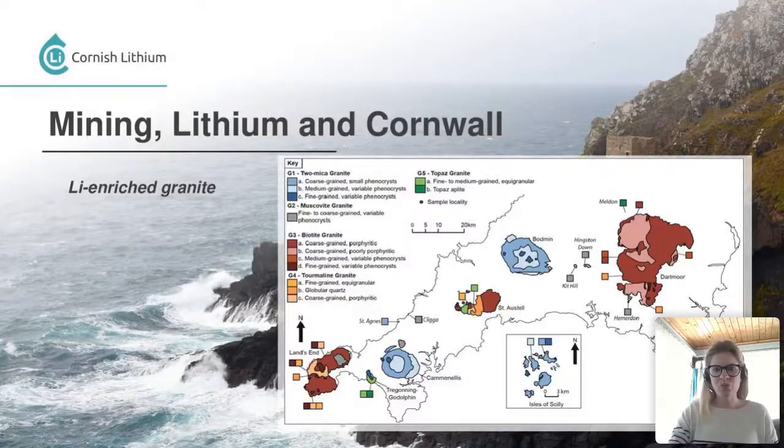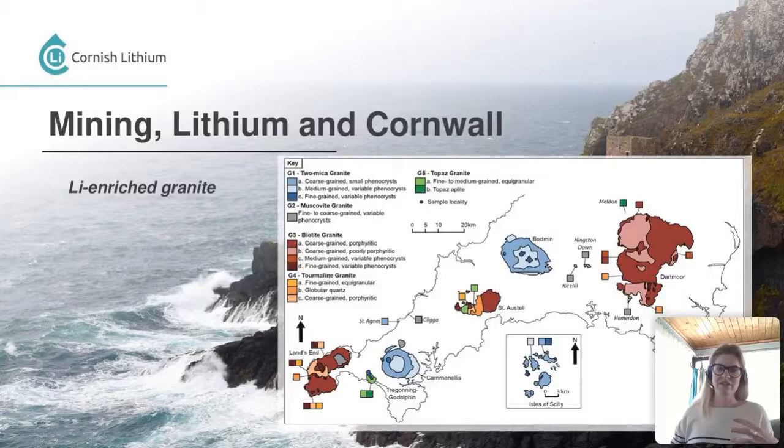So what are we doing in Cornwall? In Cornwall, so this is the southwest of the UK, the bit that pokes out in the bottom left, the whole region is underlain by hot, lithium-enriched granite. The blobs that you can see on the map here, that's where it outcrops at the surface, but actually it's all joined up at depth.